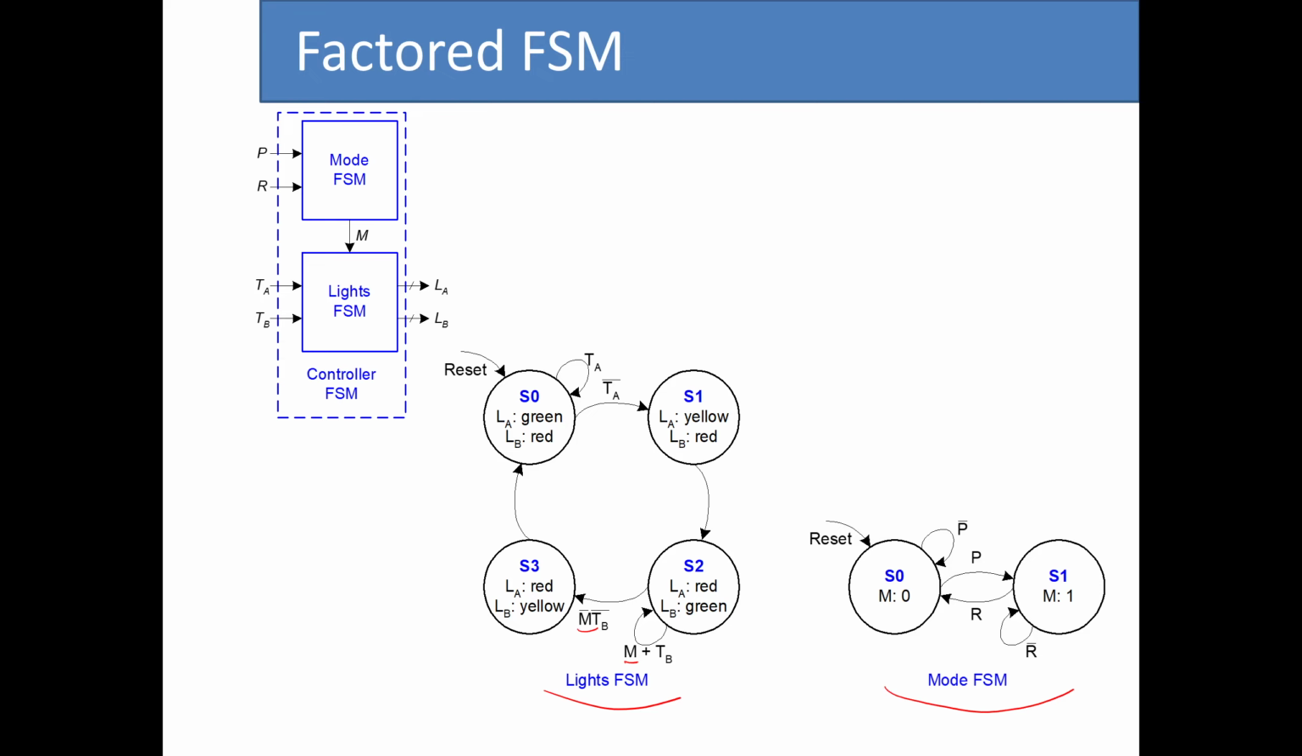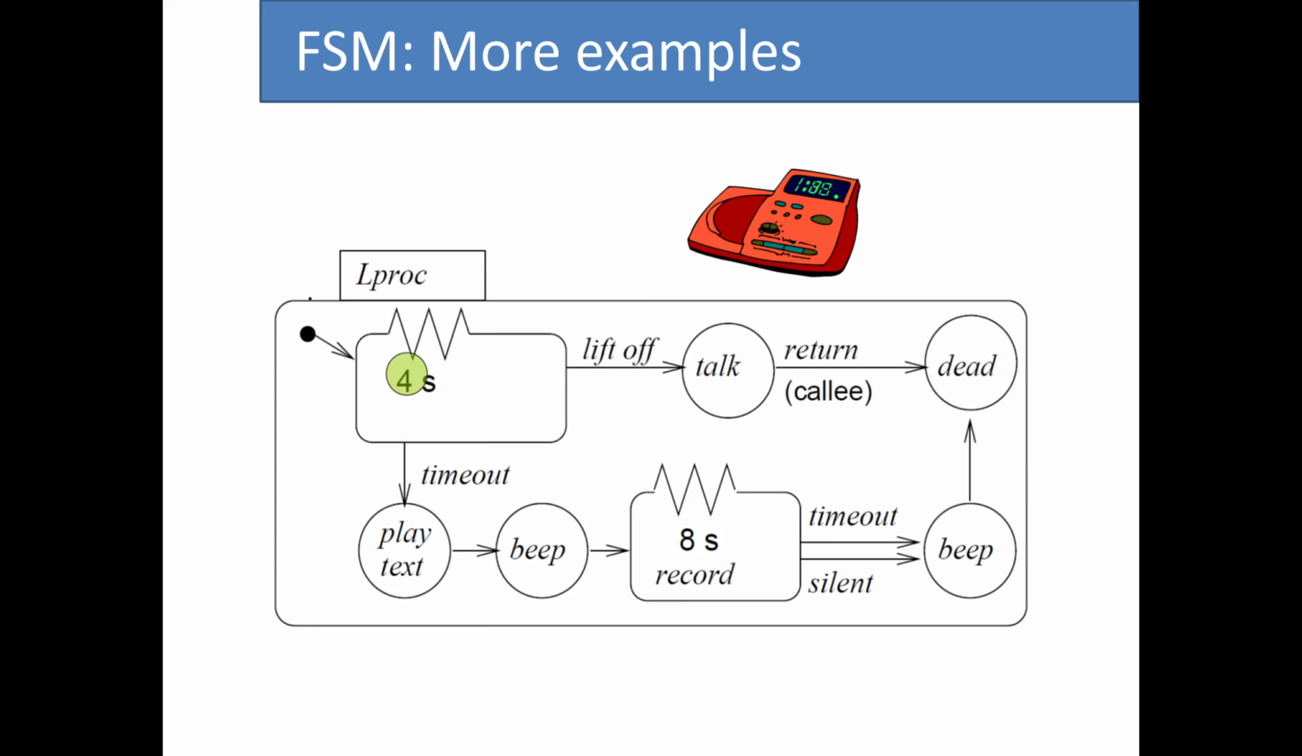So not every finite state machine contains only one single finite state machine. There might be multiple finite state machines that can be combined to create a larger one. And we have more and more examples of finite state machines too.